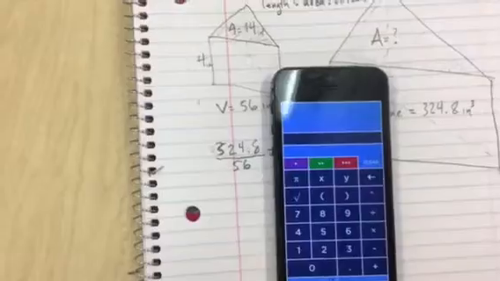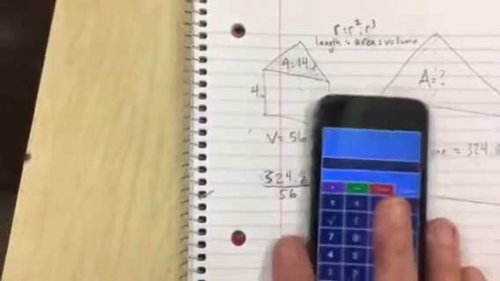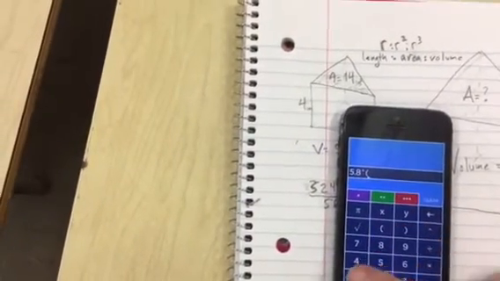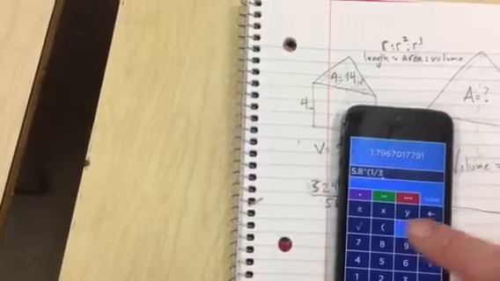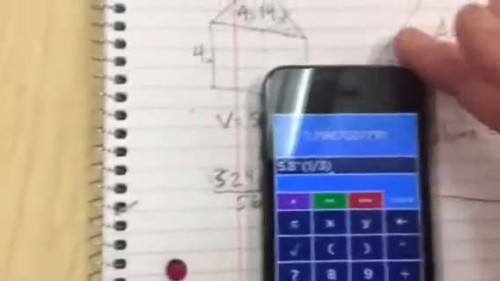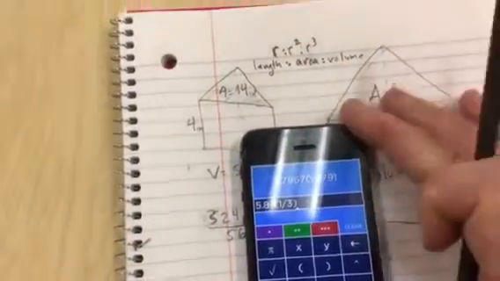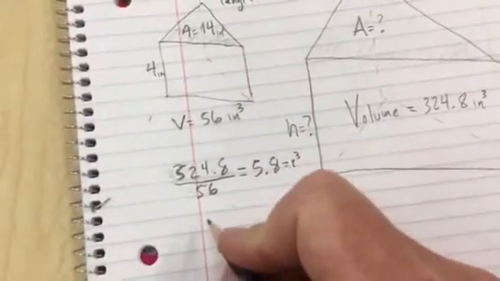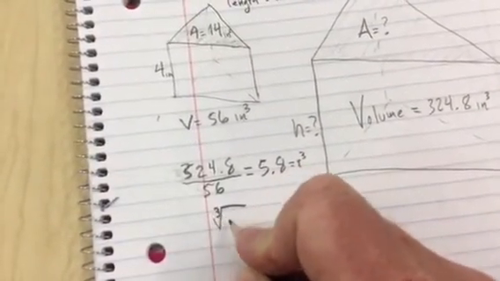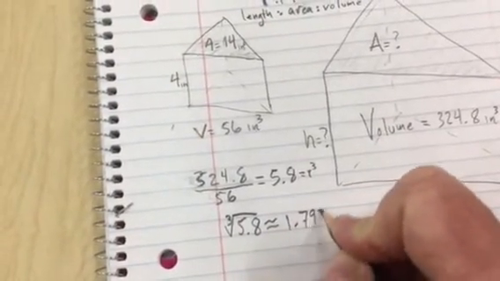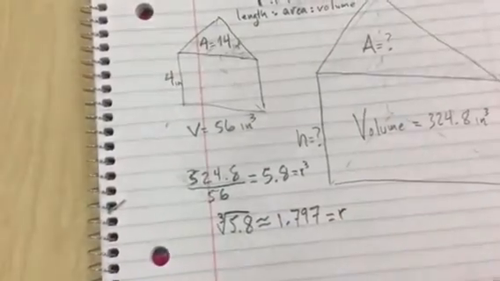I'm going to take that number and raise it to the 1/3 power, because I don't really have a cube root button on this little calculator here. So 5.8 raised to the power of 1/3, and that's the same thing as taking the cube root. The number I get from doing that is 1.797. Let's round off to that. 1.797, that is r. So the cube root of 5.8 is approximately 1.797, and that equals our linear scale factor.